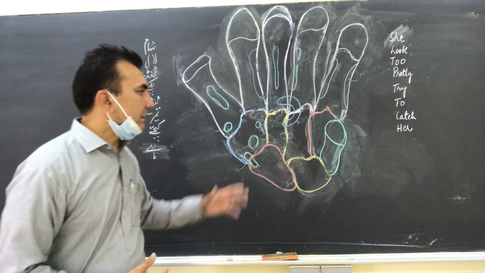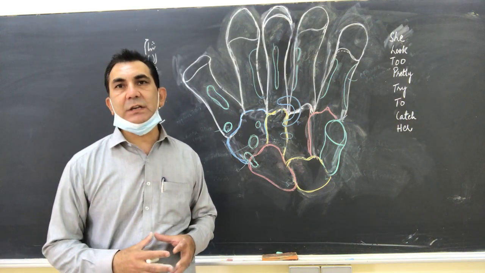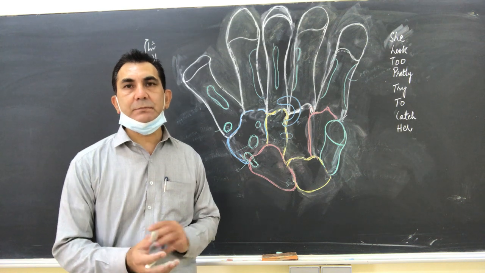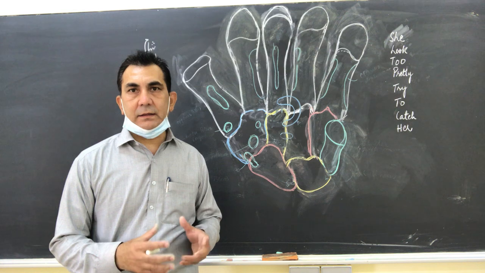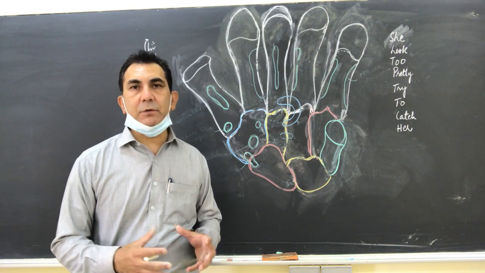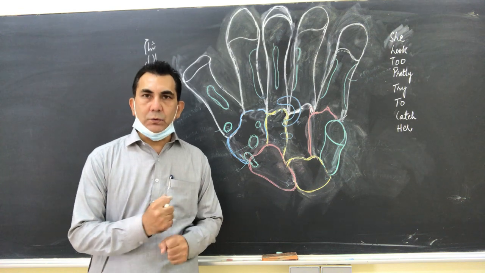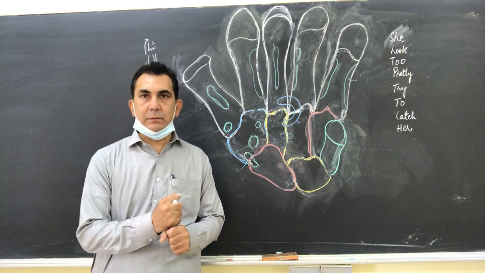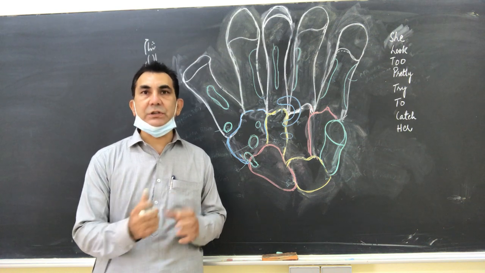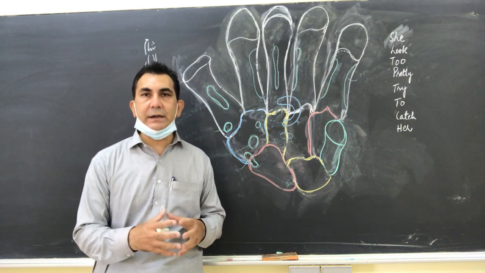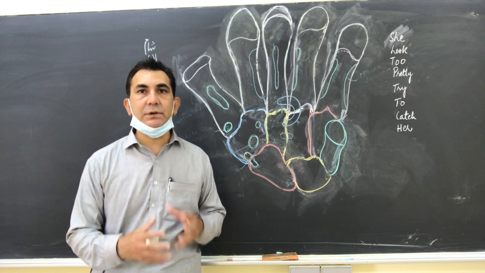So how do we memorize the names of these carpal bones? These eight small bones form gliding joints, where the bones grind and create friction against each other. So friction, gliding, and grinding movement is possible between the carpal bones in the wrist joint.